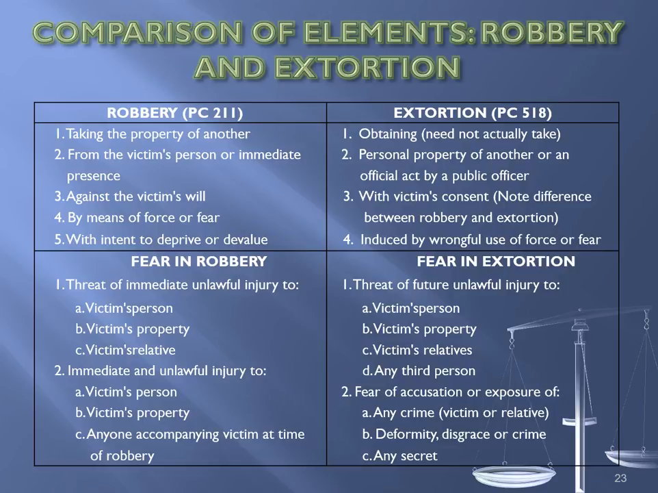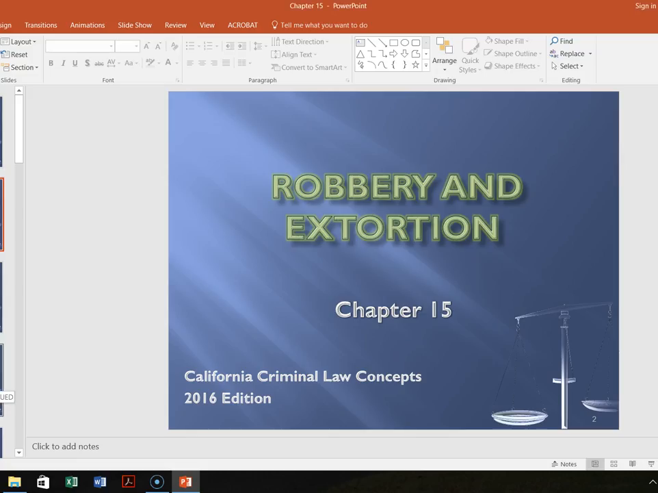So extortion, obtaining, need not actually take personal property from another, or it can be an official act by a public officer, with the victim's consent. So note the difference here on number 3: induced by wrongful use of force or fear. And then you have the threat part down at the bottom. So hopefully that helps you see the difference between the two biggies of this chapter, which are robbery and extortion. So that's going to be it for chapter 15, robbery and extortion.